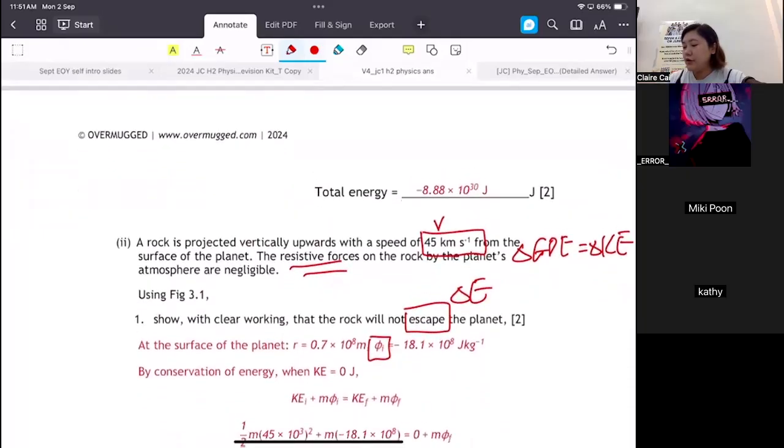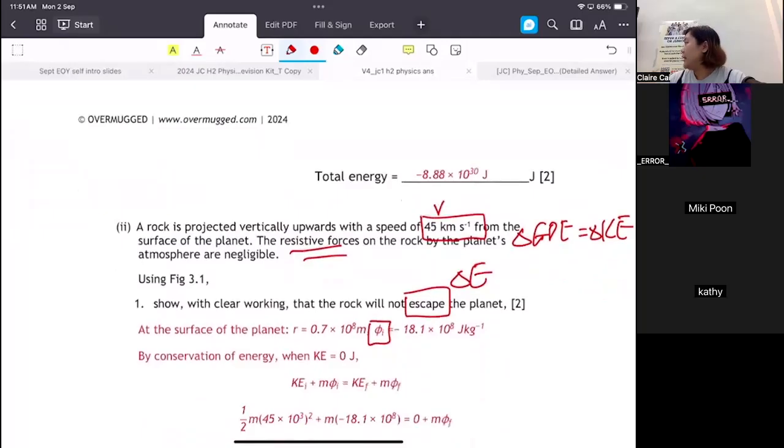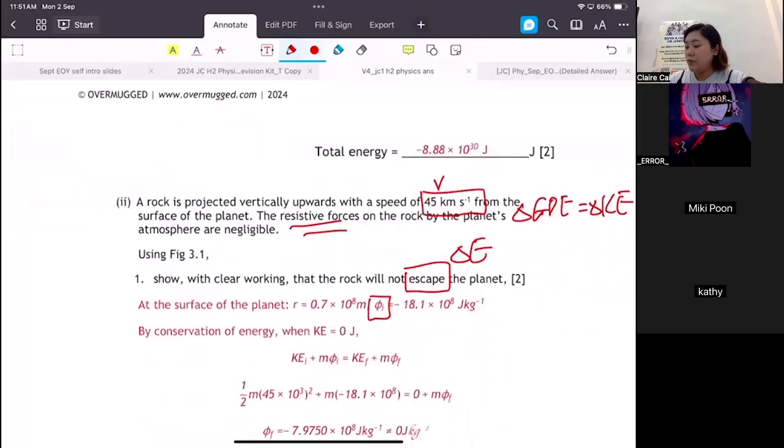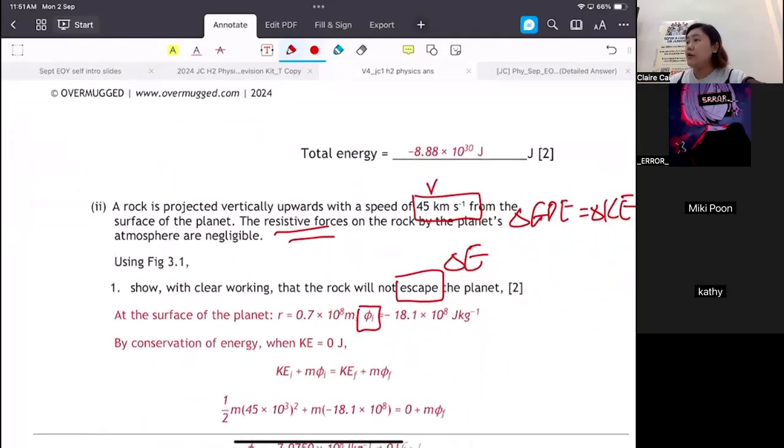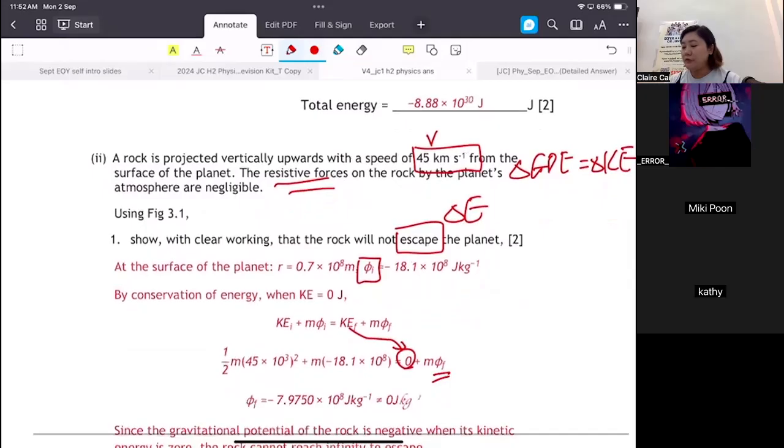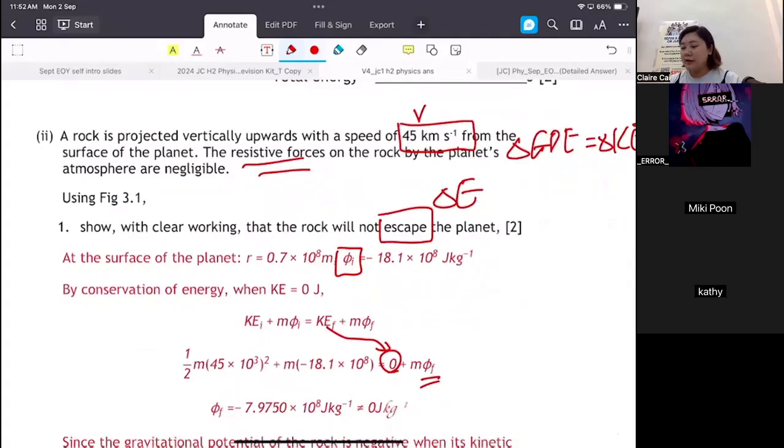So looking at the conservation of energy, the KE initial plus GP initial should equal the KE final plus the GP final. If this is working, at the time when it actually comes to a stop, your KE becomes 0 already. So let's calculate this value. If later I get a positive value for my potential, it means that it's able to reach infinity and beyond. But if you get a negative, it means that it's still somewhere stuck inside the gravitational field. Shall we substitute in and work it out? No, sadly you get a negative value. So it means that by the time you use up all its KE, its gravitational potential is still negative. So it cannot escape yet.